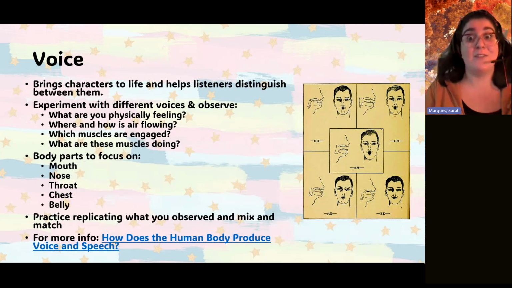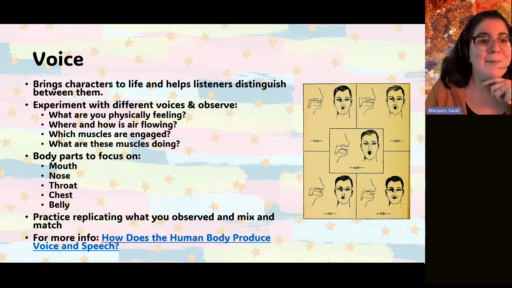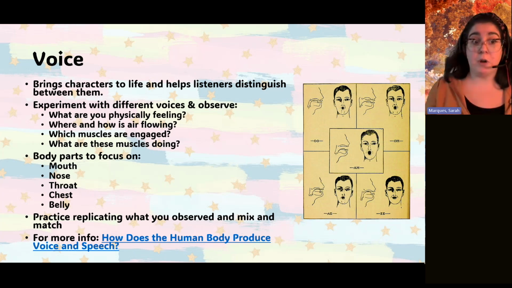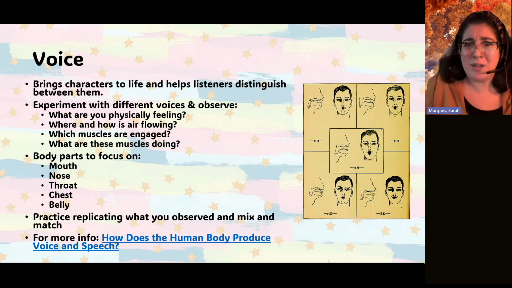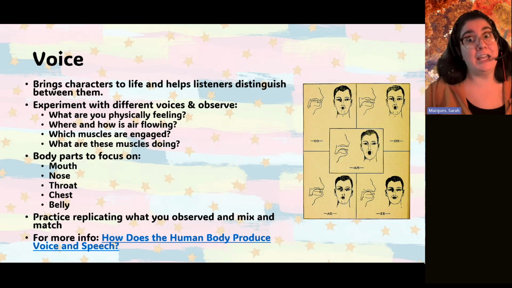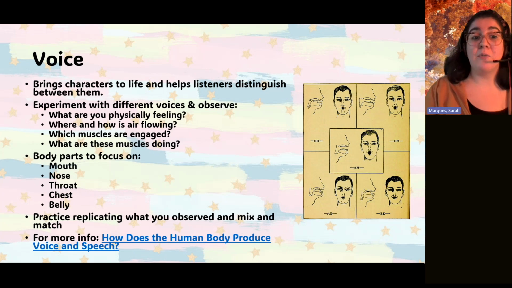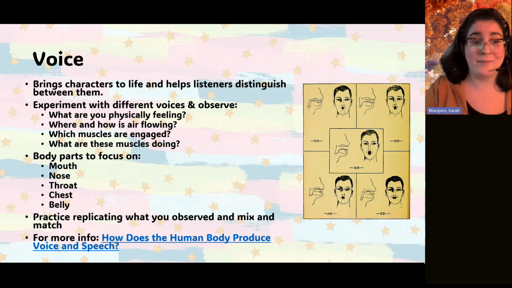Next up is voice. And this one is very important because it helps you distinguish between the characters and bring them to life. So I'm going to encourage you all to experiment with different funny voices. You don't have to be serious. It doesn't have to be perfect. And observe what's happening. What are you physically feeling? Where and how is the air flowing? Which muscles are engaged? And what are these muscles doing? And the body parts to focus on are the mouth, nose, throat, chest, and belly. So you want to practice replicating what you observed and then mix and match to create new and interesting voices.